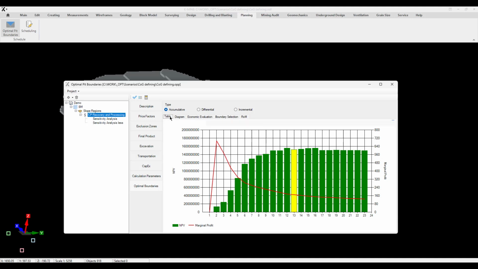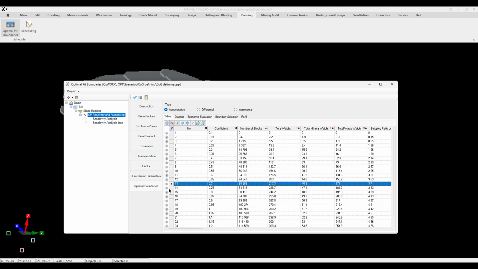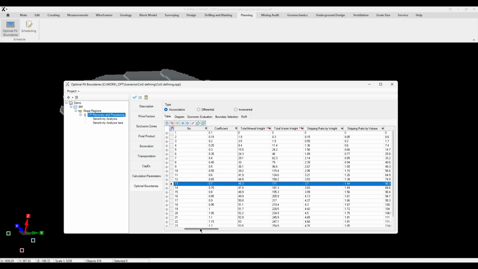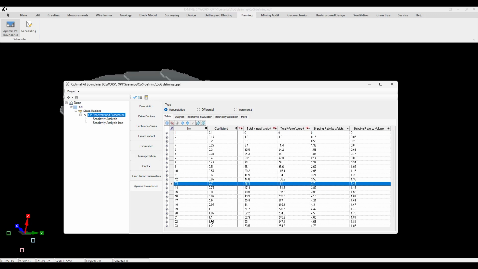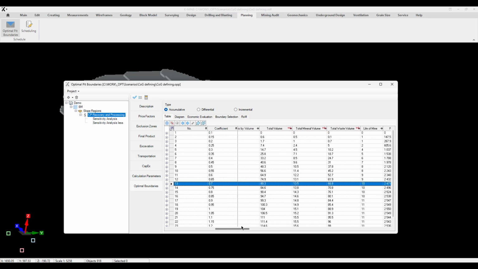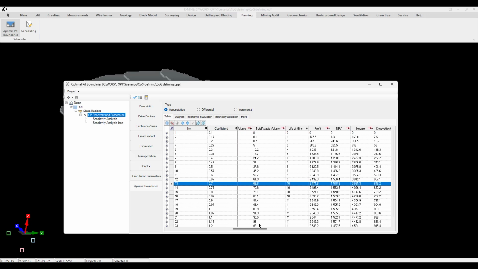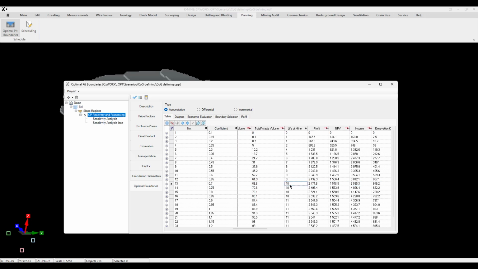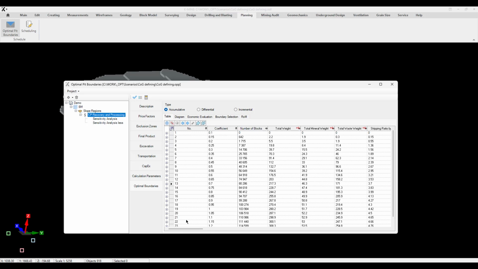The initial lower cutoff grade was set at 12%. Let's review the results of the optimization process. As our target price adjustment factor, we choose the one corresponding to case number 13, where the marginal profit rate is 45% according to the initial settings. The total amount of ore within the final pit shell is 46.3 million tons, the mine life is 10 years, and the NPV is around 1,500 million monetary units.